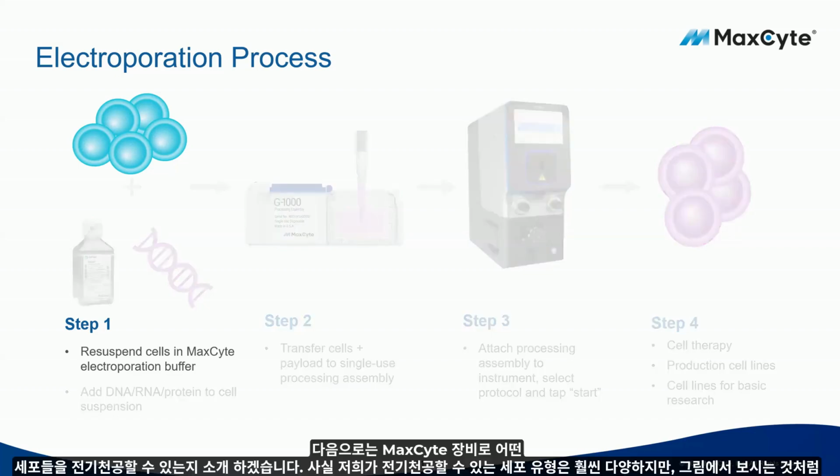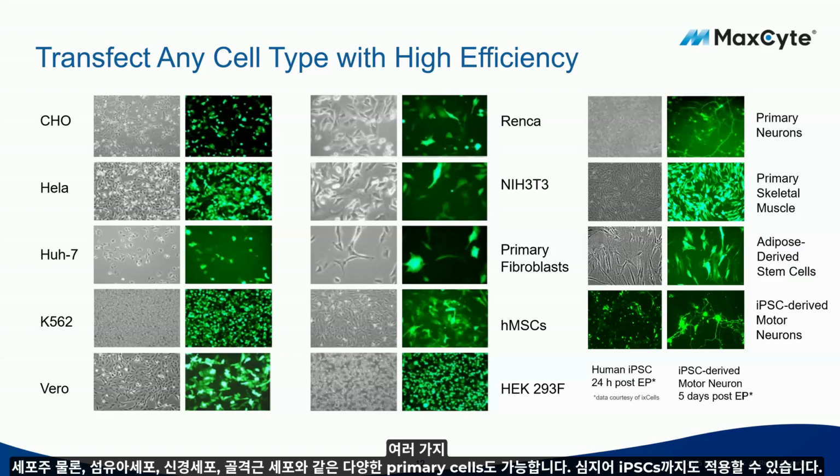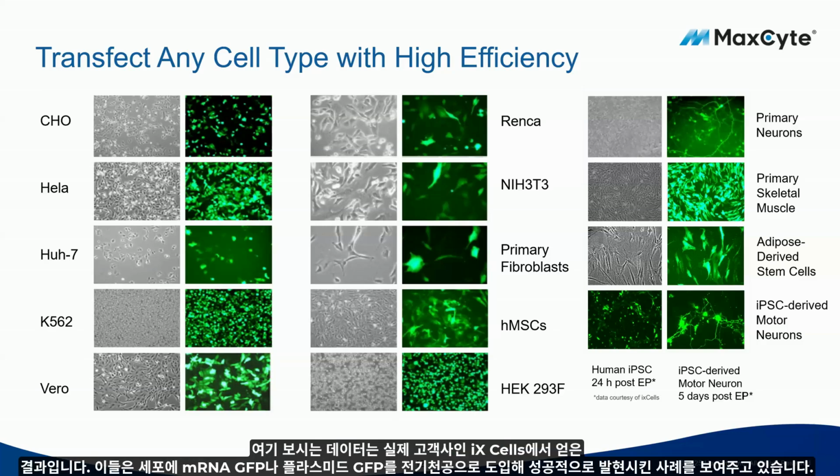You might be wondering what kind of cells we can electroporate with MaxCyte, so I'll go over some of that. This is just a small portion of the cell types that we can electroporate, but just to show you visually, we can do many different cell lines, as you can see on the left and middle, as well as many primary cell types, including fibroblasts, neurons, skeletal muscle cells, and even iPSCs. All of this data is actually from our customer's cells, and they electroporated the cells with mRNA GFP or plasmid GFP.